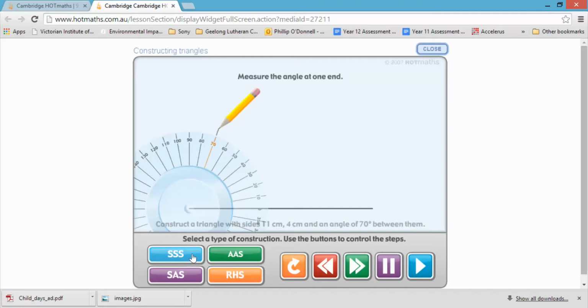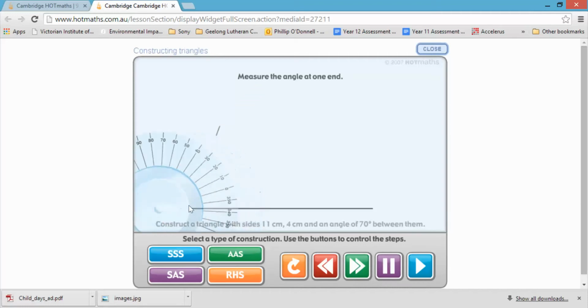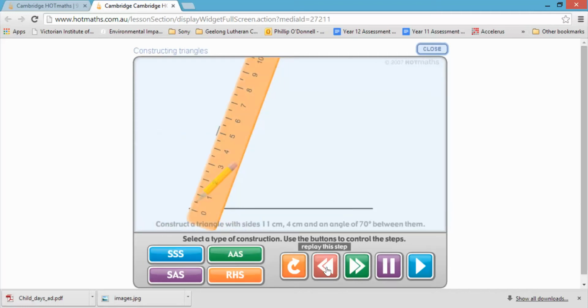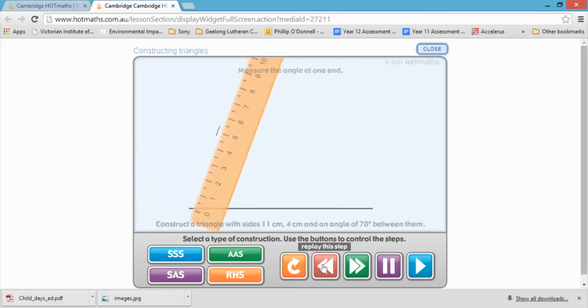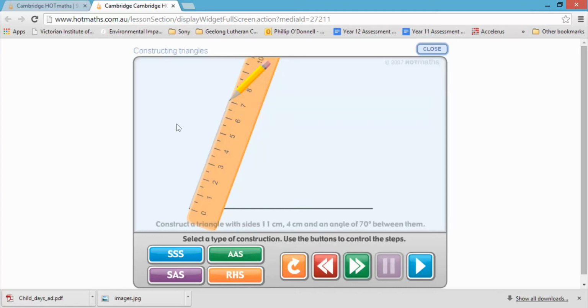We measure out 70 degrees from one end of the line. Okay, so we're going to measure out 70 degrees from one end of the line. Get our pencil and mark that 70 degree mark. You'll get the ruler out and you'll rule it and extend that line. Sometimes you need to extend that line to make sure when you draw your other line it does cross.